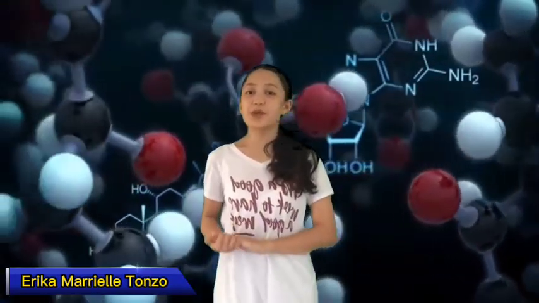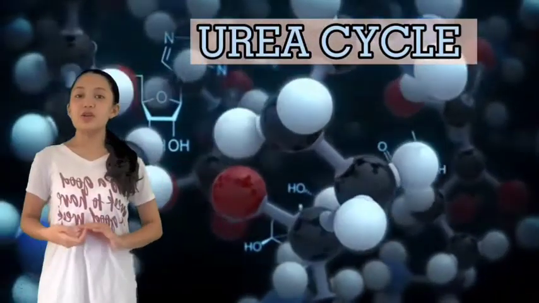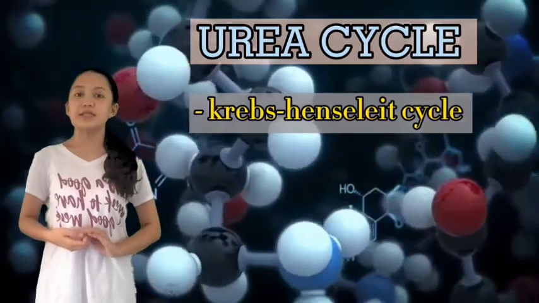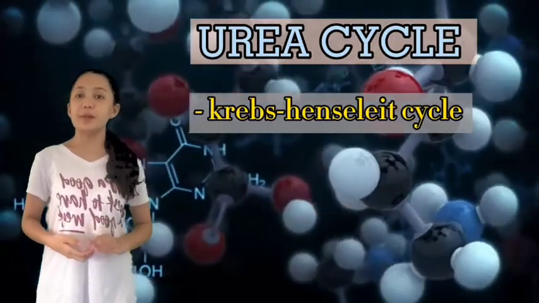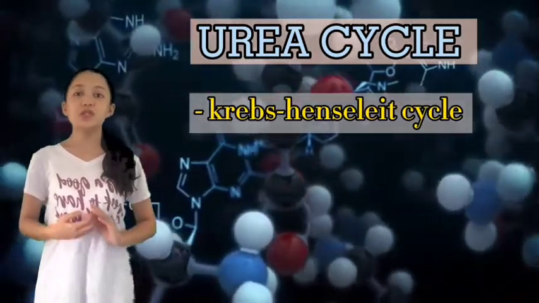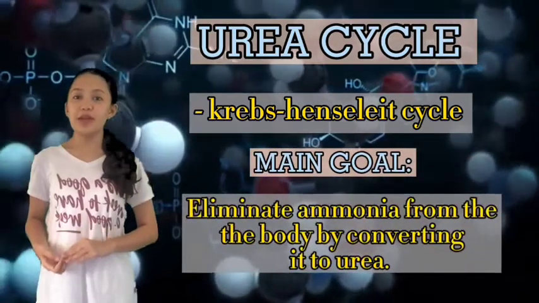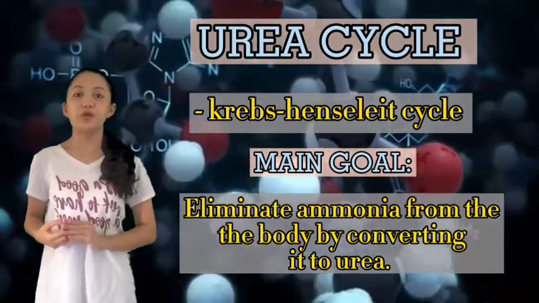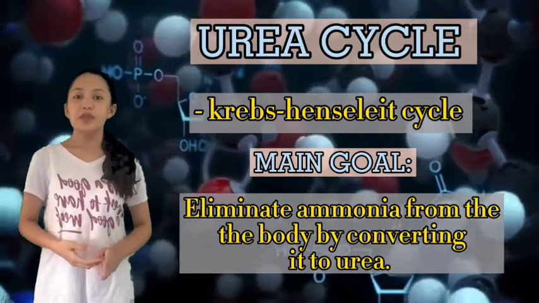So for today's presentation, I'm going to discuss the urea cycle. The urea cycle is also known as the Krebs-Henseleit cycle. It is a very important biochemical pathway whose main goal is to eliminate ammonia from the body by converting it into urea. So first, let's start with an overview.